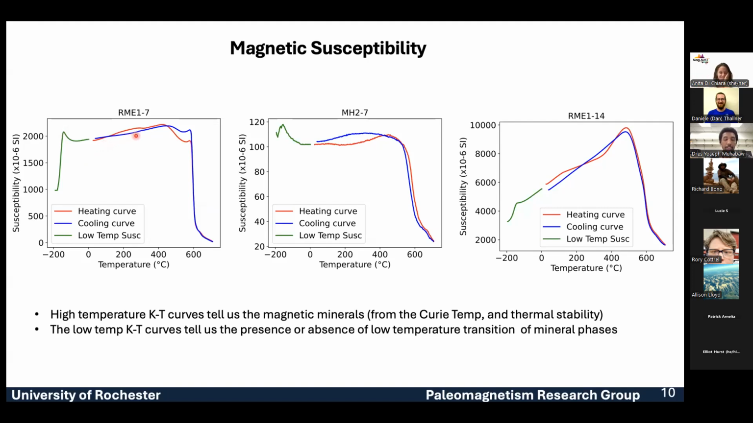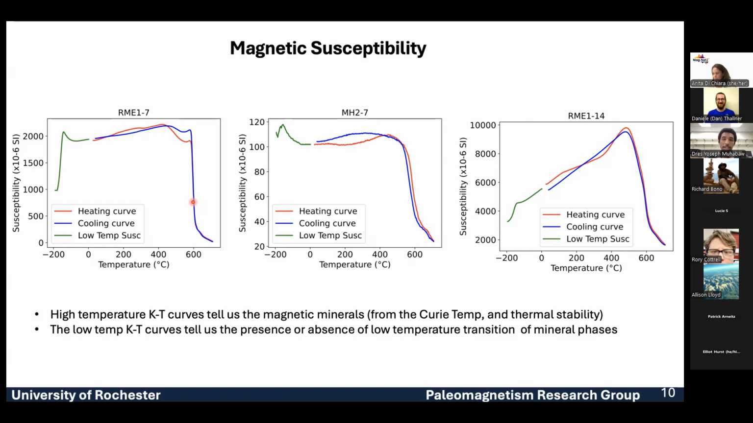And from the high temperature, as you can see from the heating red line and the cooling blue line, it shows a rapid susceptibility drop at about 580 degrees Celsius. And this is the behavior of the presence of magnetite. One more important piece of information here is that the heating and cooling curves are reproducible, that means reversible in this case. So we are saying the sample is very good to go for paleointensity experiments.